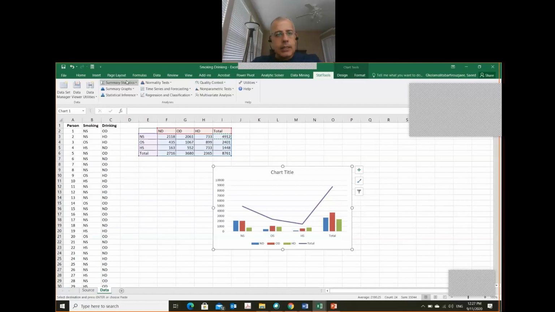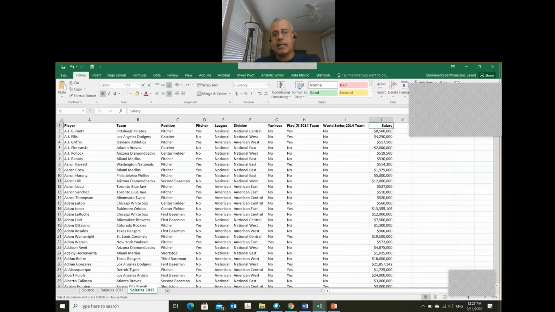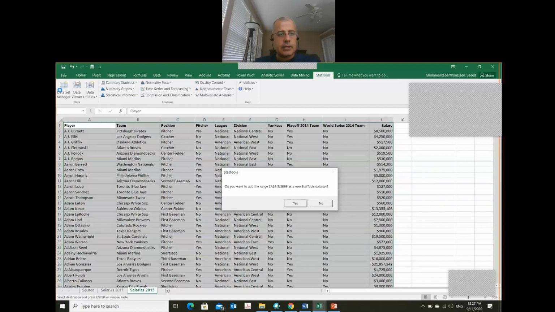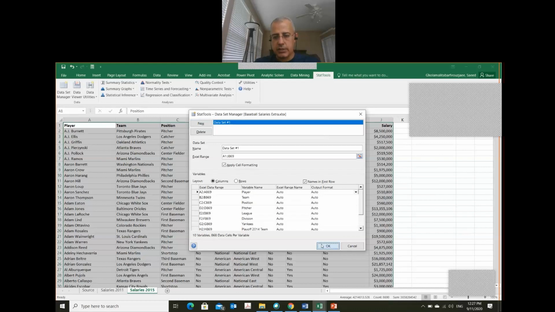And let's go to the StatTools, okay? We want to see if there is any relationship between salary and the position, okay? Let's go to StatTools. First, in StatTools, we need to define our data set or our data range, okay? Here's our data range, okay?